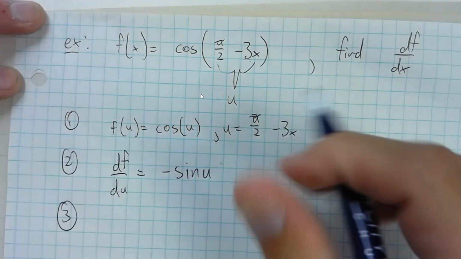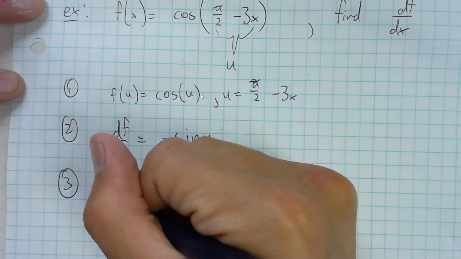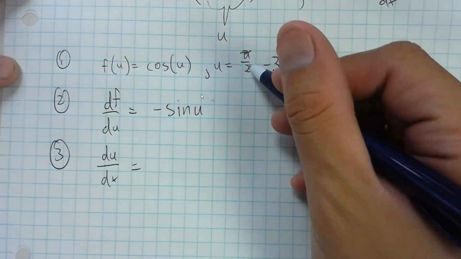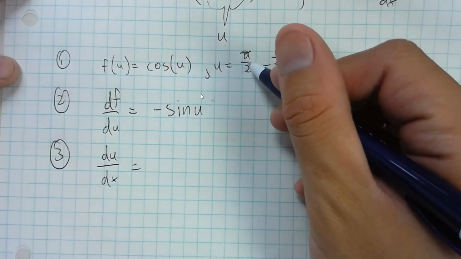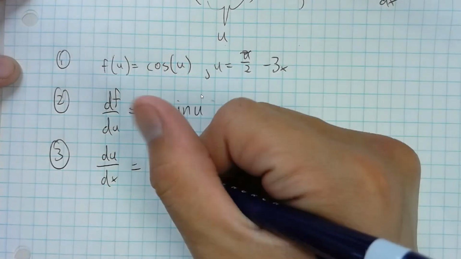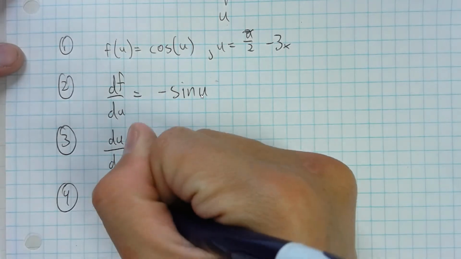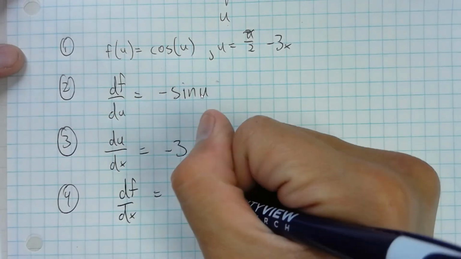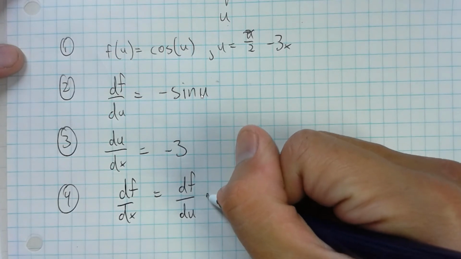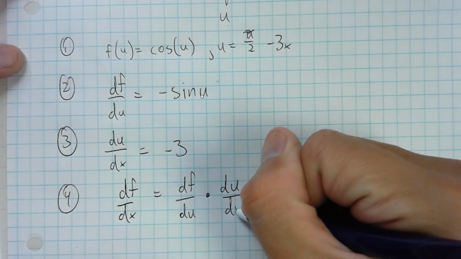And let's take the derivative of u, because I know I can take the derivative of that guy. That's du. Du would just be 0, the derivative of a constant. Pi over 2 is a constant, it's not a variable. That's just 0, and then the derivative of minus 3x is just minus 3. And then we remember that df dx is the composition: you have to take the derivative df du, and multiply that by the derivative of u dx.